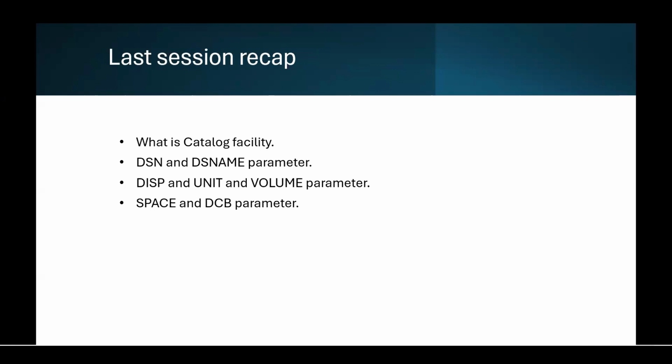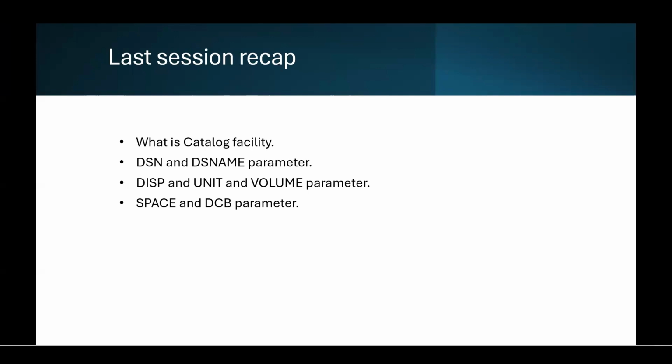Basically there are two types of catalog that we discussed in the last session. One is the master catalog and the other is the user catalog. Each system has one master catalog along with an unlimited number of user catalogs. The user catalog covers whatever datasets you create, so all of that comes under the user catalog.